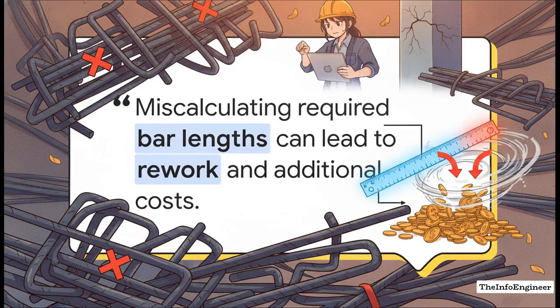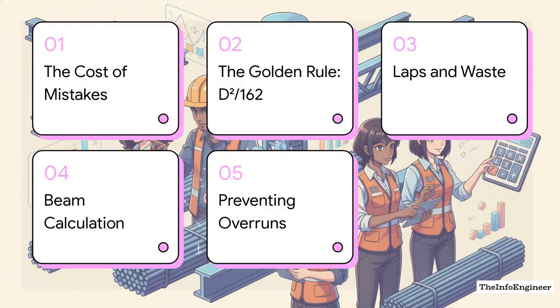We have to start with a hard truth here. Poor detailing and ignoring tolerances in your bar bending schedule doesn't just waste a little bit of scrap steel. It literally bleeds the project budget dry. When you miscalculate a required bar length or just shrug off specific bending tolerances, you aren't just paying for the extra material. You're paying for the rework, the agonizing delays, and the whole cascading chain of errors that inevitably follows.